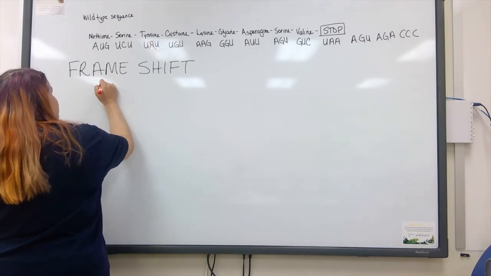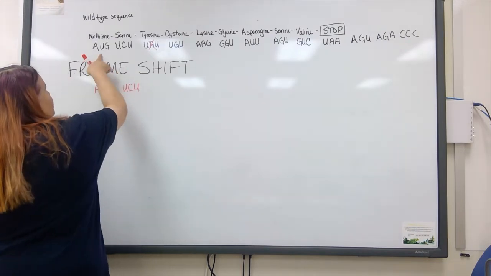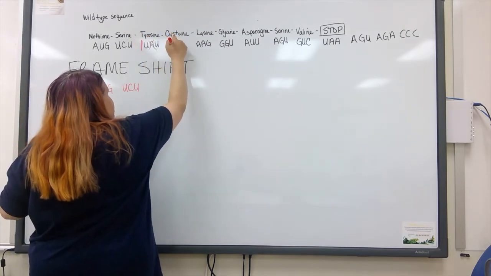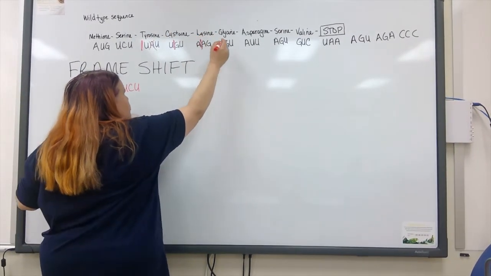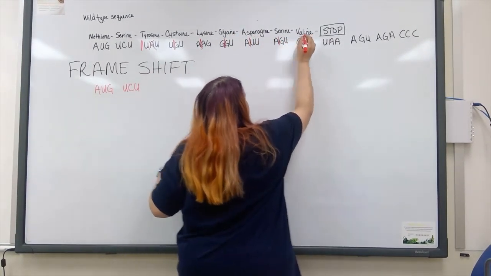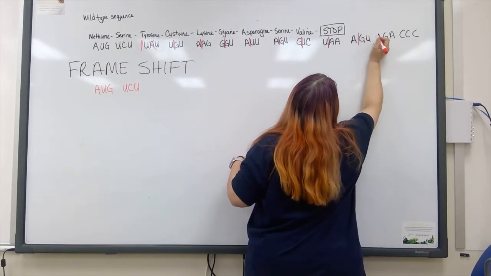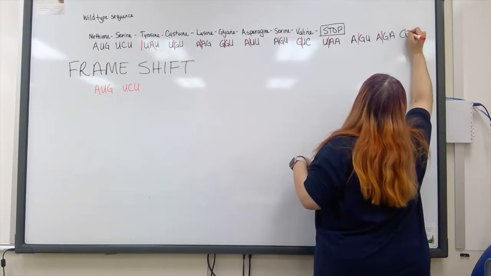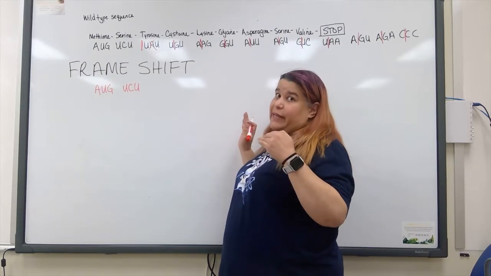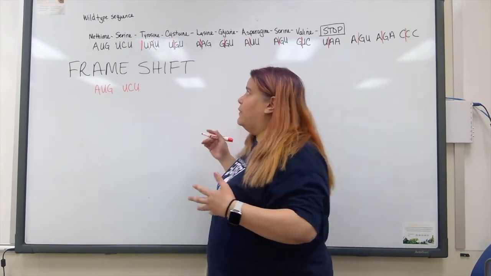So methionine would still be there. Serine would still be there. AUG, UCU. However, this would start reading every 3 letters like this. If you look, there are still 3 letters in between each of those red lines, but it is completely different than what we had.